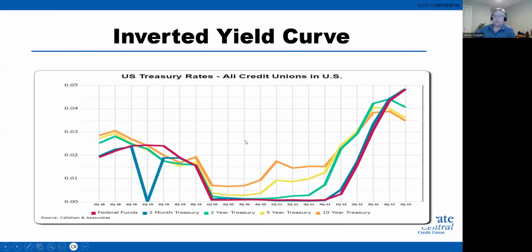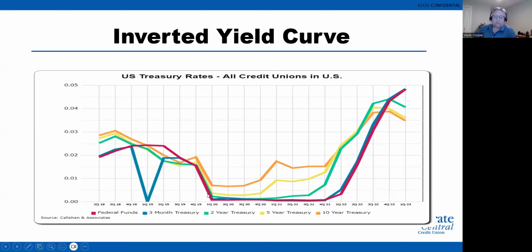You can see, obviously, we have the interest rates. The Fed funds is the red line. The 3-month treasury is the blue. The 2-year treasury is the green. The 5-year is the yellow, and the 10-year is the orange. So you can see the path that we have. This goes back 5 years, to the second quarter of 18.